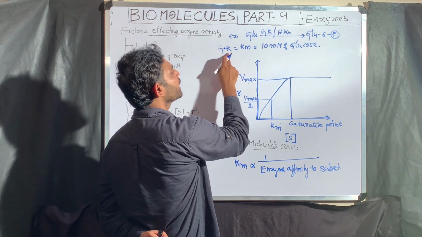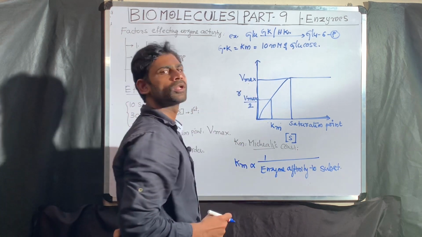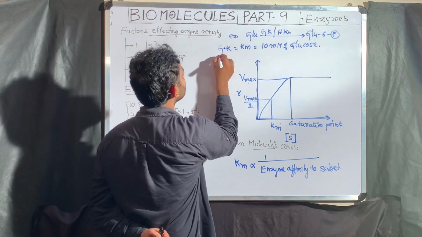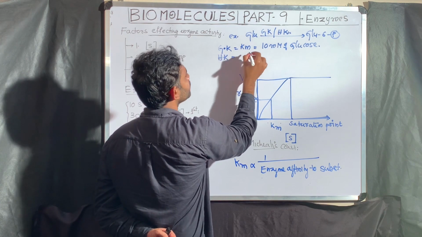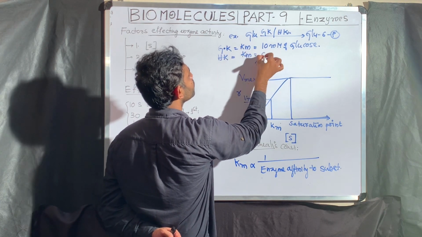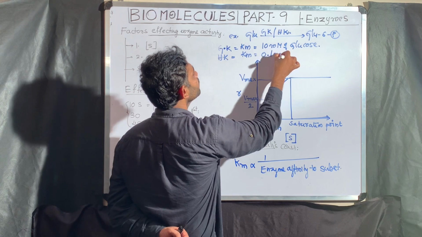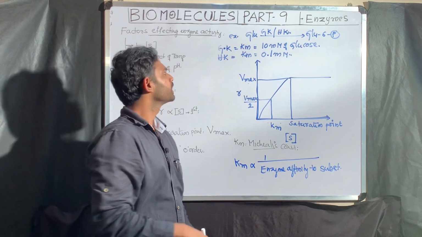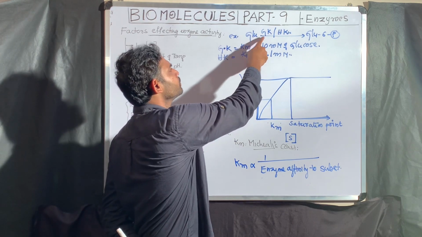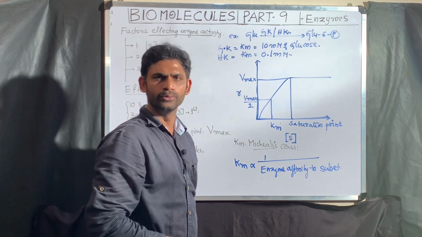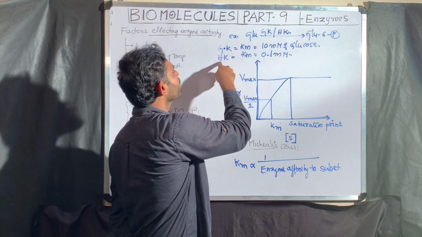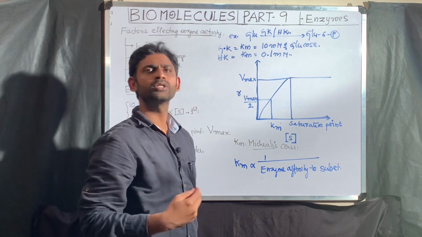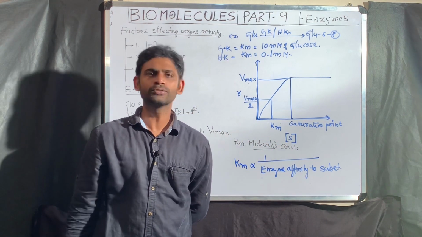So, glucokinase Km is 10 millimolar of glucose. For example, you take hexokinase. Hexokinase Km is equal to 0.1 millimolar of glucose. With this, you can tell glucokinase can combine with glucose, and so can hexokinase. Now, I am asking you, among hexokinase and glucokinase, which enzyme has more affinity towards glucose?